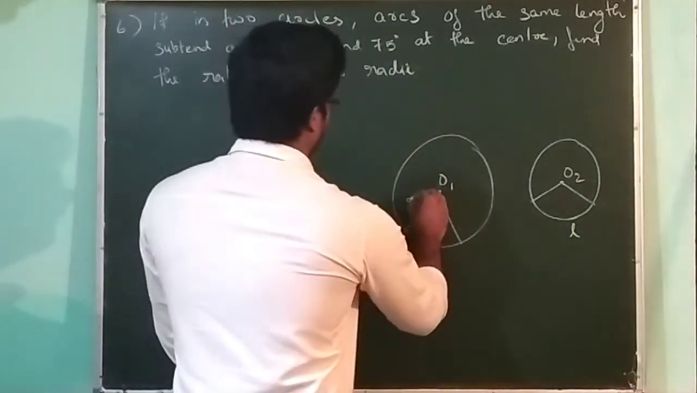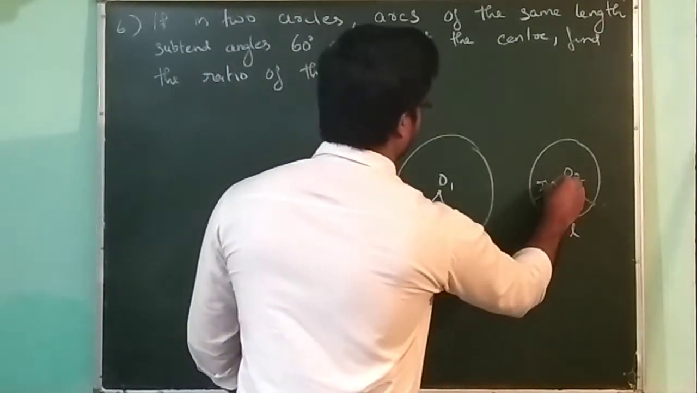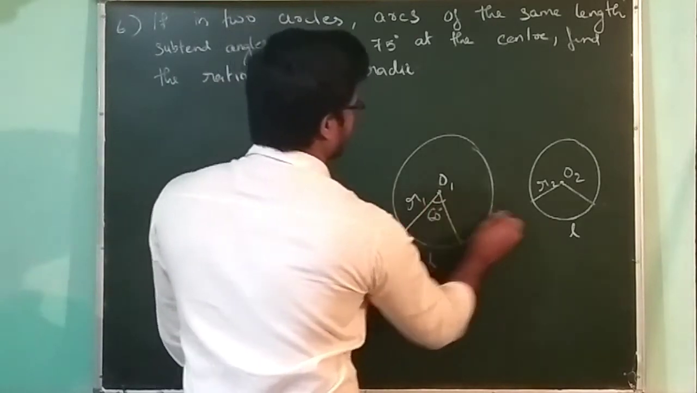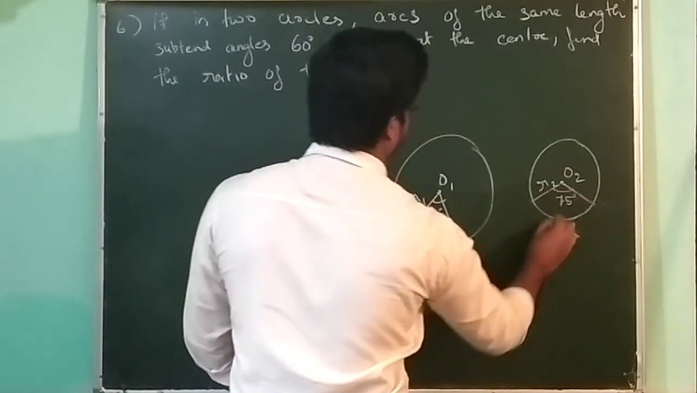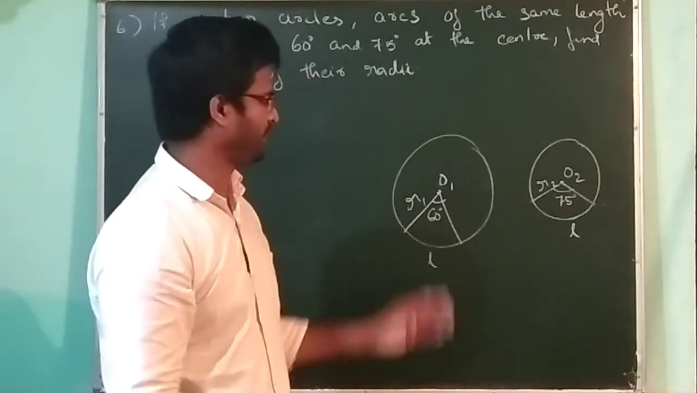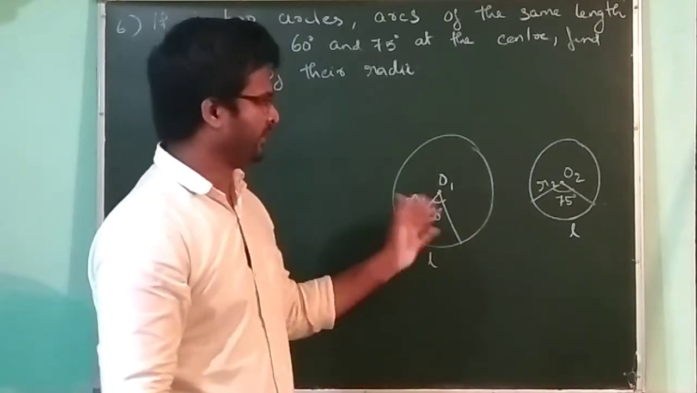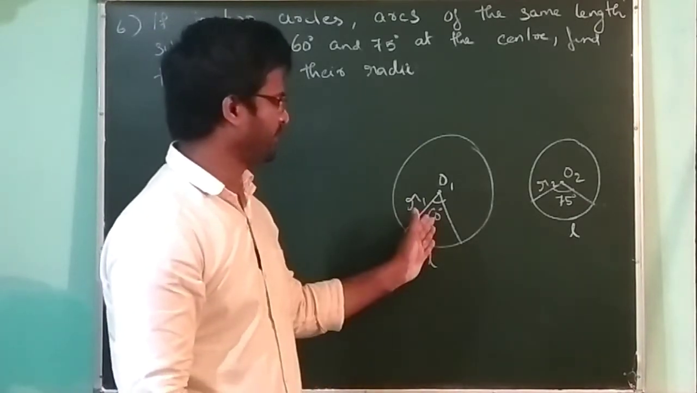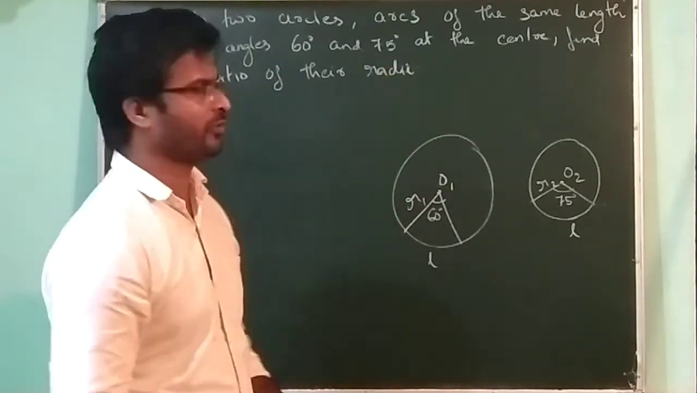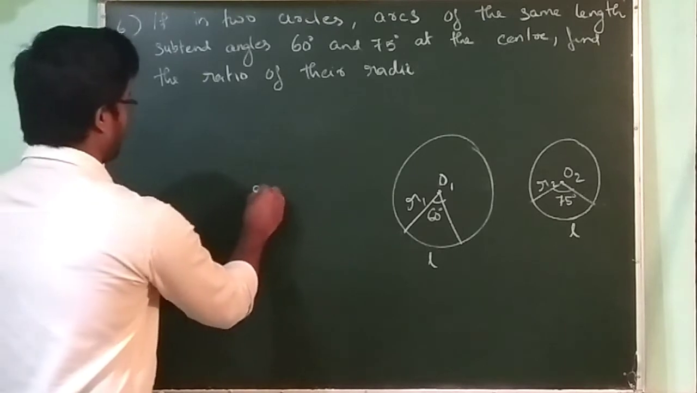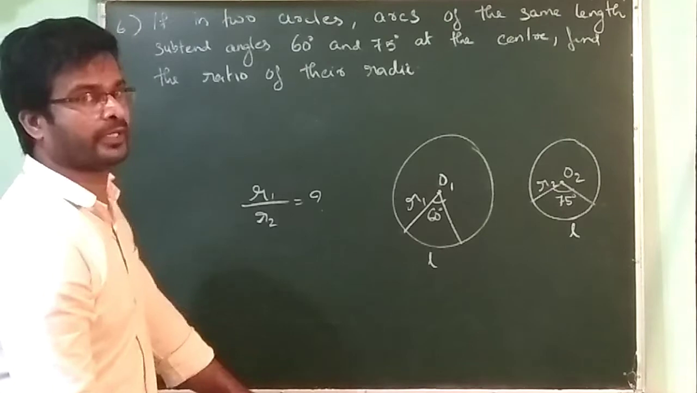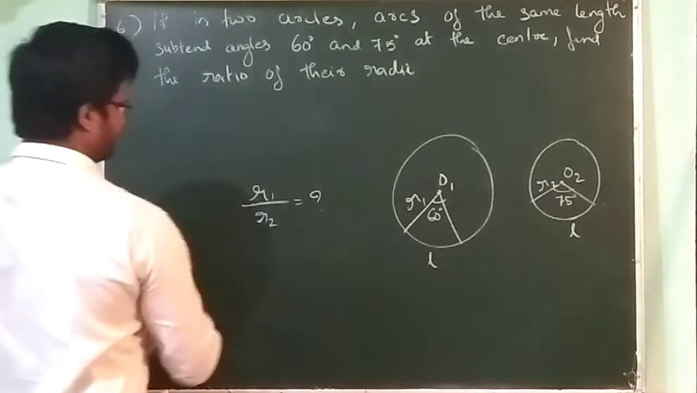Let's take the radius of the first circle R1, the radius of the second circle R2. Angles given are 60 and 75 degree. And here arc lengths are equal, L. Then R1, R2, radii are different, we don't know. Then subtended angles 60 and 75. What is our question? Find the ratio of their radii. We have to find out R1 divided by R2. This is our question. Ratio we have to find out. Then we can see one by one.